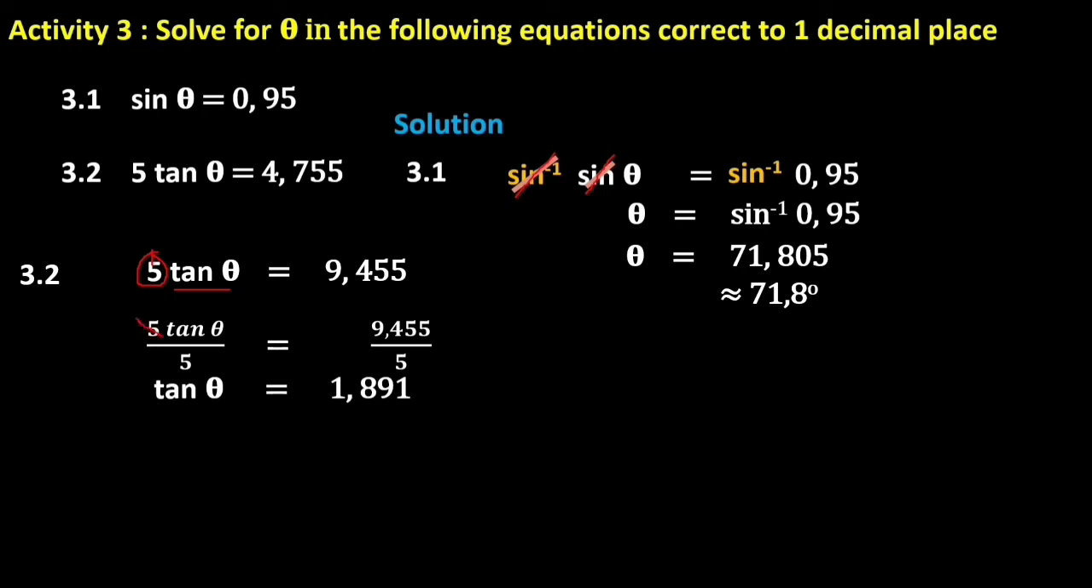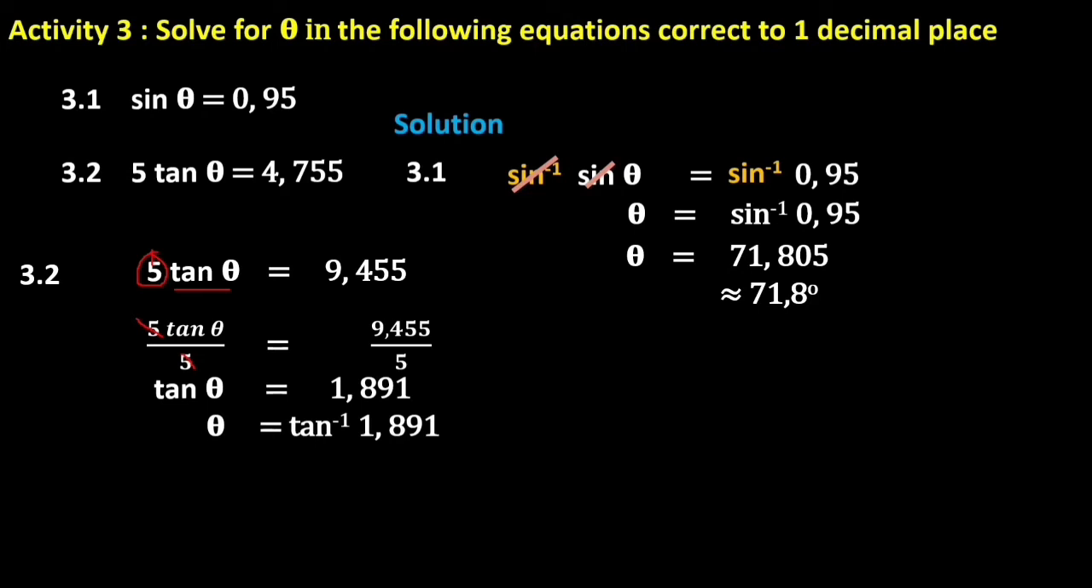The same way we did to get rid of the sine function, we use the inverse of sine. Let's use the inverse of tan to get rid of the tan function on the left-hand side. So we now know that if we use the inverse of tan on both sides of this equation, this allows us to get rid of the tan function on the left-hand side. This now leaves me with theta is equal to the inverse of tan of 1,891.